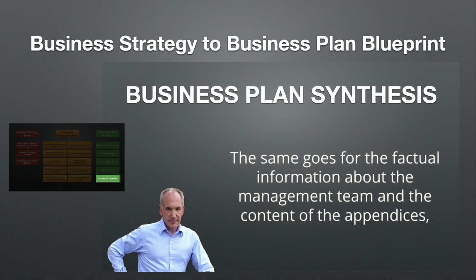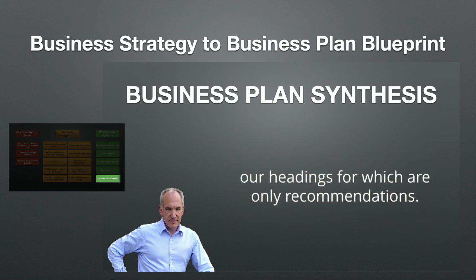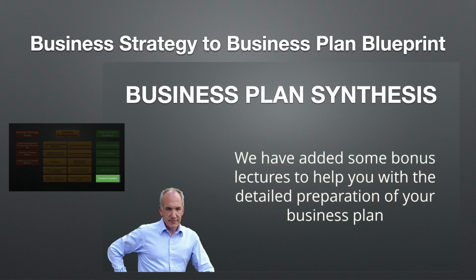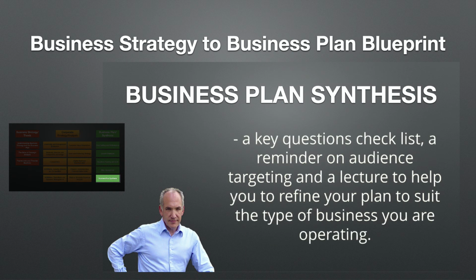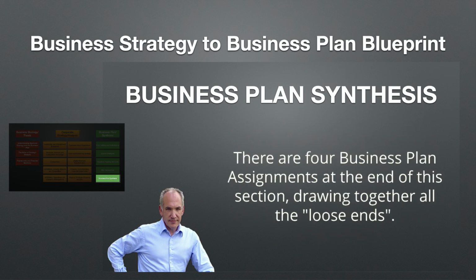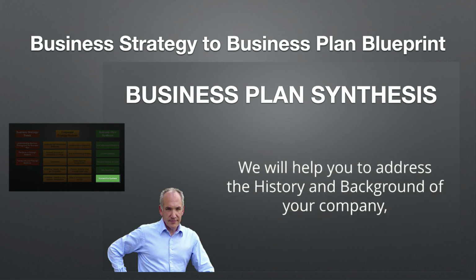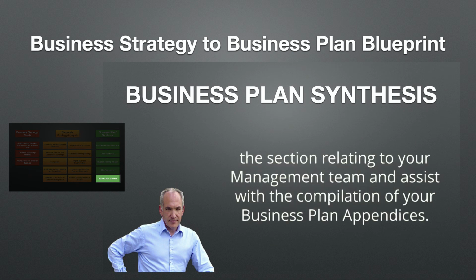The same goes for the factual information about the management team and the content of the appendices, our headings for which are only recommendations. We have added some bonus lectures to help you with the detailed preparation of your business plan, a key questions checklist, a reminder on audience targeting, and a lecture to help you refine your plan to suit the type of business you are operating. There are 4 business plan assignments at the end of this section, drawing together all the loose ends. We will help you to address the history and background of your company, the section relating to your management team, and assist with the compilation of your business plan appendices.